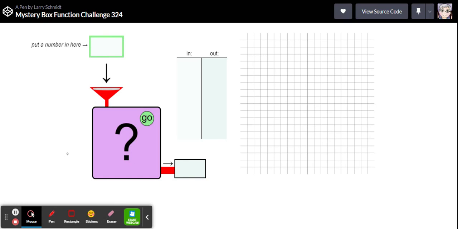Hello everybody and welcome to another mystery box function challenge. In the purple box is some mystery math and your challenge is to figure out what it is. You can use the link in the description if you want to try this out on your own, and when you've got an idea, come on back and see if we get the same thing.